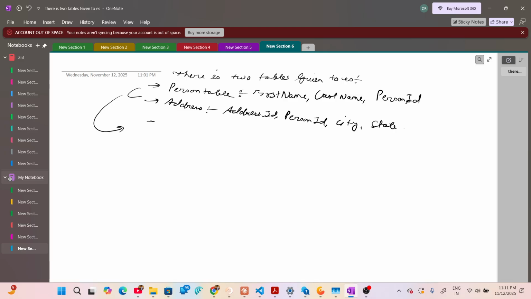and from these tables we have to return these columns: first name, last name, city and state. So we have to return all of these. Suppose the person's name is Ram, his last name is Singh, but his address is not present, so we need to return null. If he has an address, then we return the city and its state.